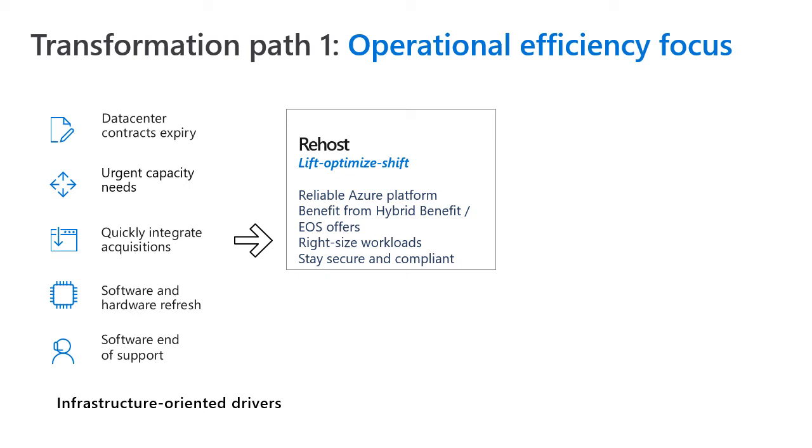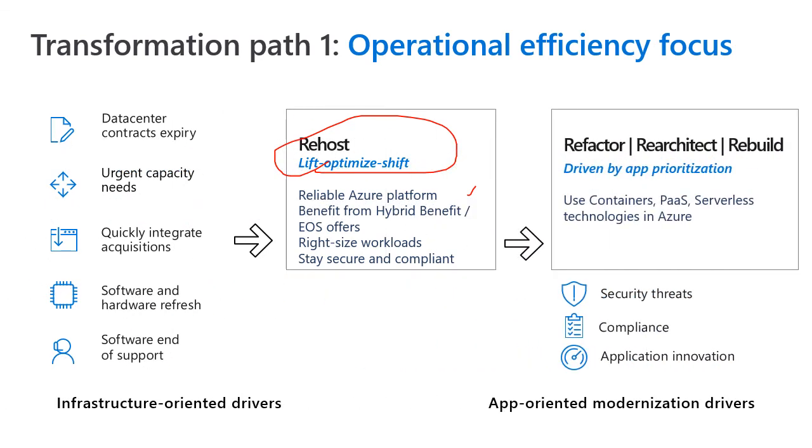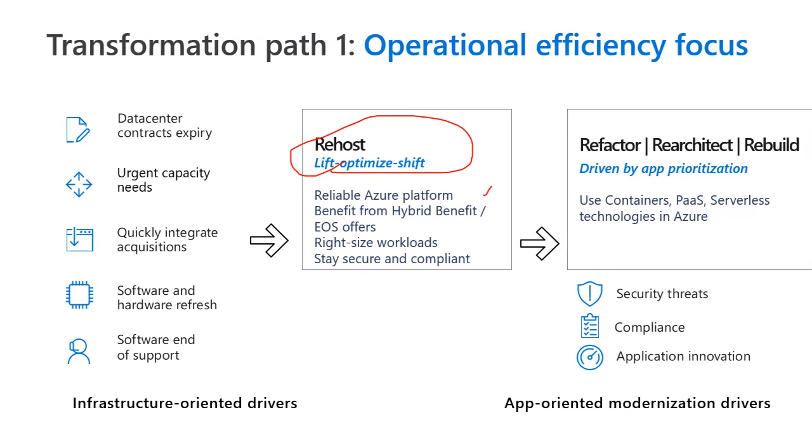One practice you can use is to simply rehost whatever your RDS environment is currently on premises. Just move that to Azure. So you have a reliable Azure platform. You take advantage of Azure-only benefits such as hybrid benefits, extended security updates, and right-sizing workloads. And then you can start doing refactoring. You can now start looking at the applications themselves and use the rehosted RDS environment as a temporary reprieve, if you will, while you start thinking about refactoring, architecting, and rebuilding your applications that you currently have.